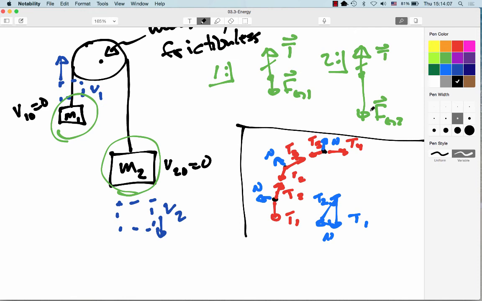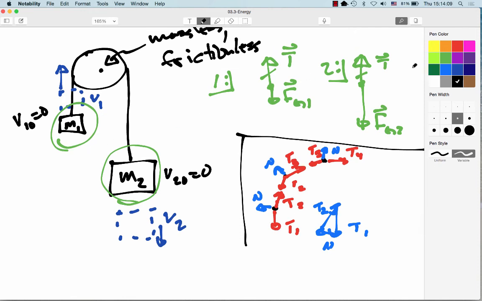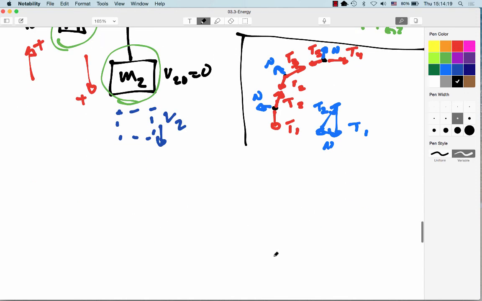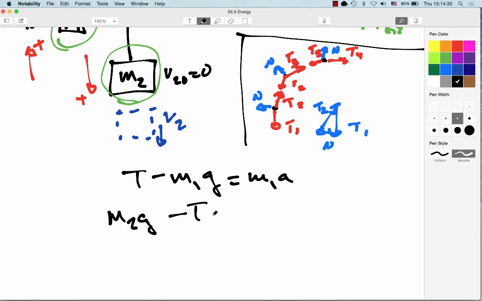And it will probably make sense for us to choose up to be positive for M1, down to be positive for M2. We're allowed to do that. So we'll have T minus M1 g equals M1 a. And then we'll have M2 g minus T equals M2 a.